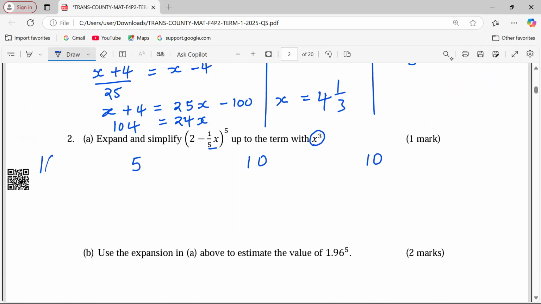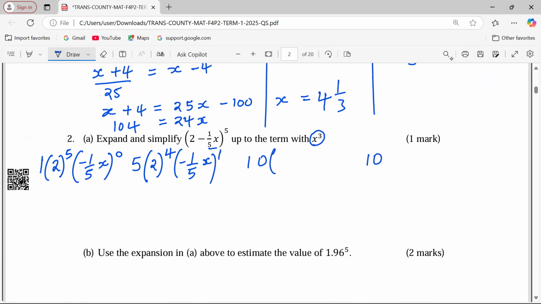So in the first term here, we expect 2 to be raised to power 5, but negative a fifth x to be raised to power 0. So that in the next term, we have 2 taking power 4, but negative a fifth x taking power 1.